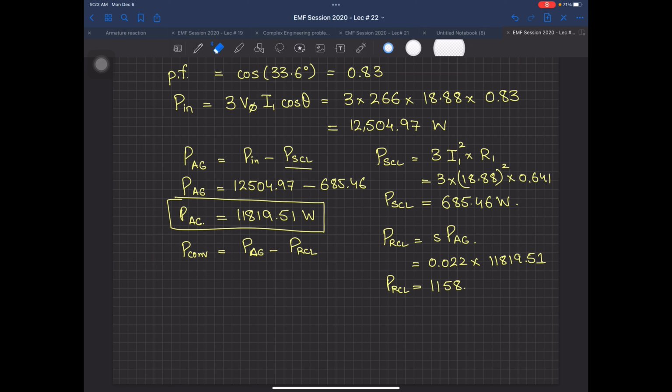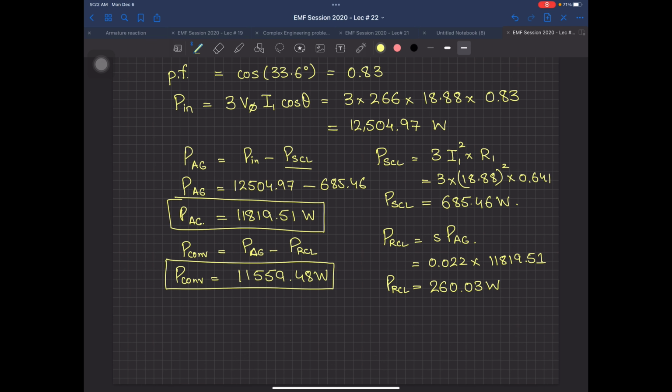Keep in mind it is 0.022, sir, 260 is coming, you are telling me more. You probably multiplied by 2.2. Again sorry. 260.03. You were telling the converted power, so let's do that. Now P converted, if you just subtract it, 11559.48 watts. So this is your converted power and you have got this answer.